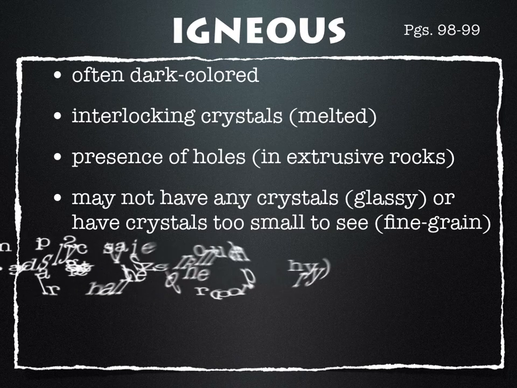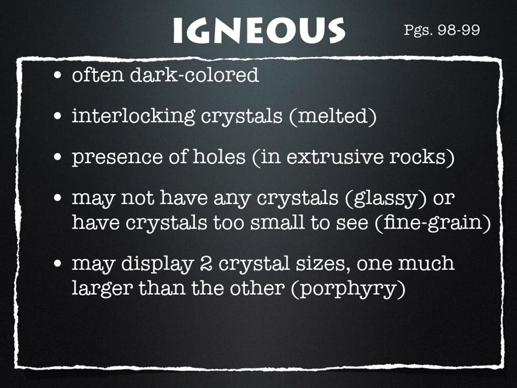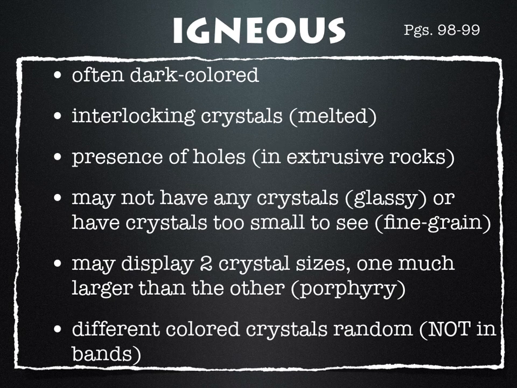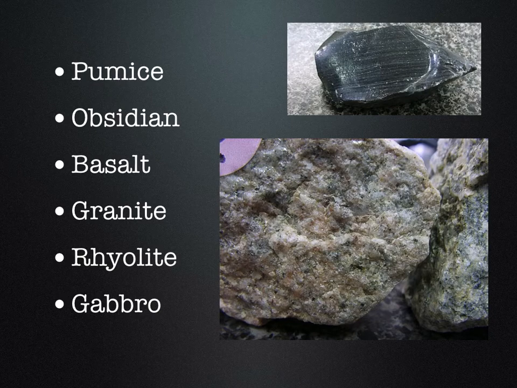They may display two different crystal sizes, and one might be much larger than the other. And if they do have different colored crystals, they'll appear randomly. There won't be any pattern to the arrangement of the different colors throughout the rock. Now here are some of the common examples that we may see in class. Pumice, obsidian, which is shown on the top here, basalt, granite, which is shown at the right, rhyolite, and gabbro.